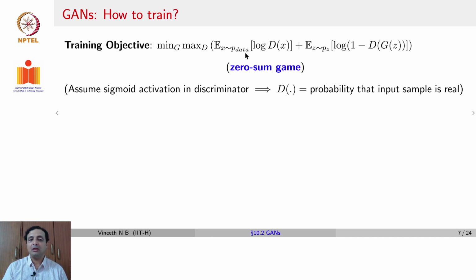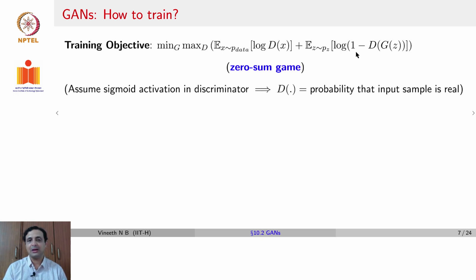Expectation of data coming from the real distribution, log of D of x. Why is this correct? We are saying that for points that come from your original training distribution, we'd like the discriminator to maximize the log likelihood of those data points.